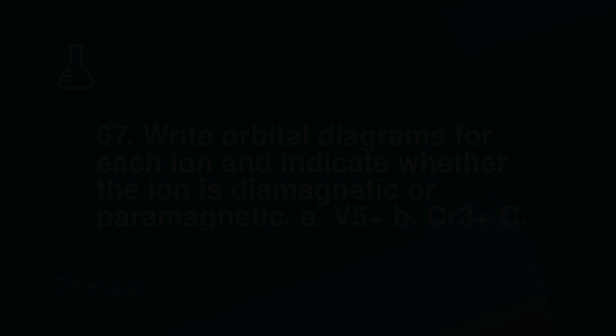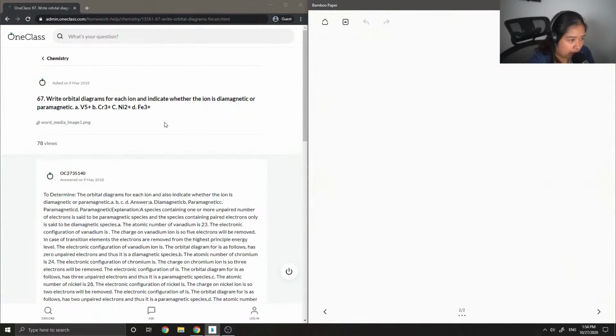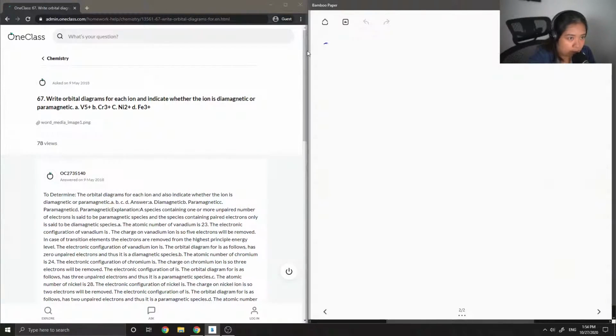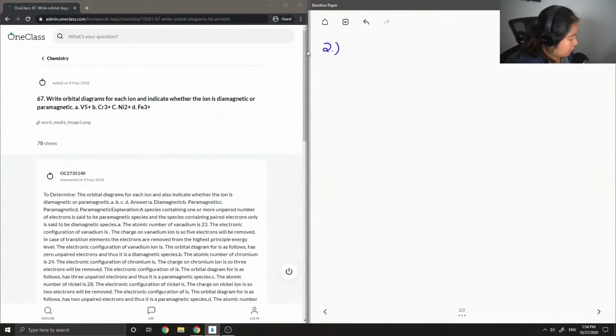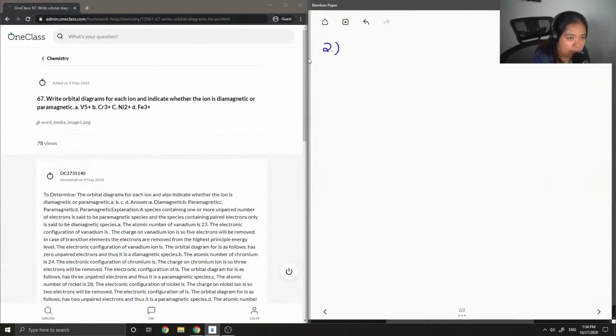To question number 2. Write orbital diagrams for each ion and say whether the ion is diamagnetic or paramagnetic. So this is 2. Before I write out all of the different orbital diagrams, I'll give definitions for both diamagnetic and paramagnetic.